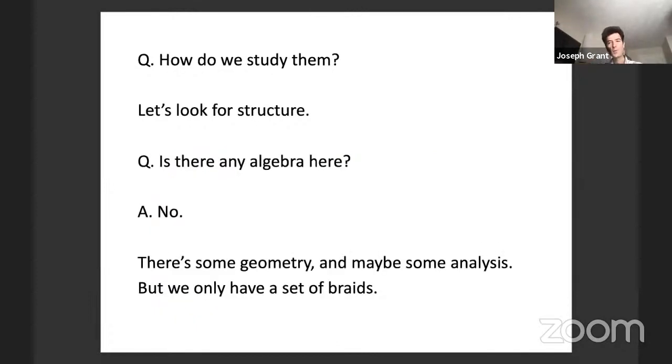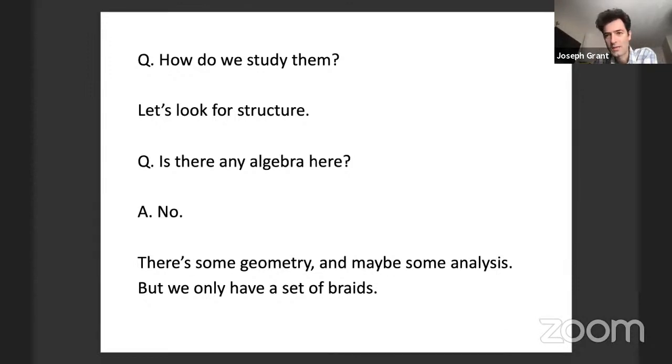So we want to study them, and how do we do that? Well, we want to look for some structure. Now, I'm an algebraist, so I'd like to look for some algebra. Is there any algebra here? Well, no, there's not. We use some geometry and maybe some analysis to construct this. I didn't tell you how one might define a braid rigorously, but maybe you can imagine you have some intervals and some continuous functions. Maybe it has to be increasing in time. You could come up with a definition based on the calculus we learn in university. But this doesn't give us any algebra. This just gives us a set of possible braids.